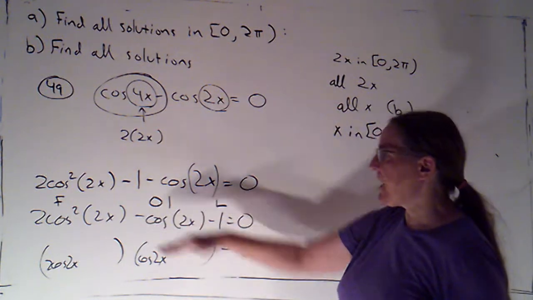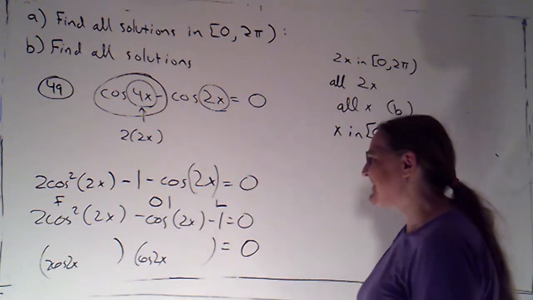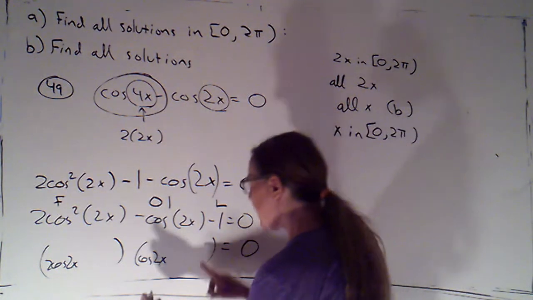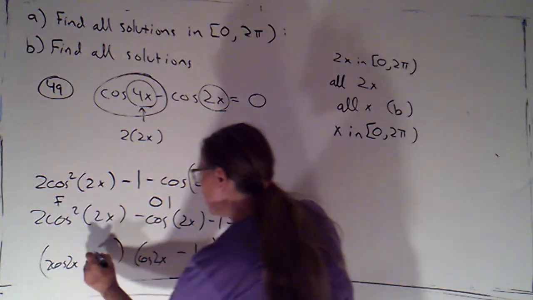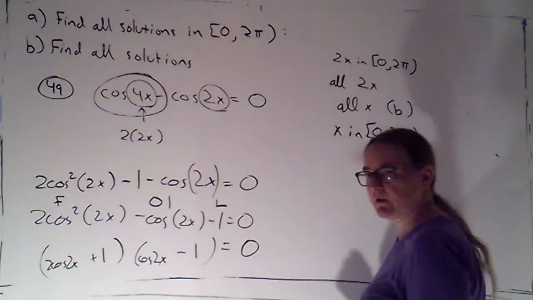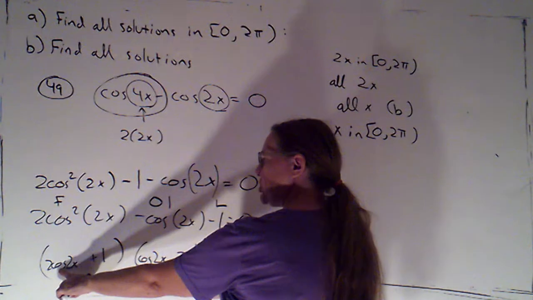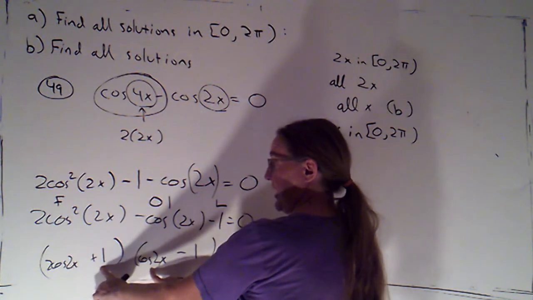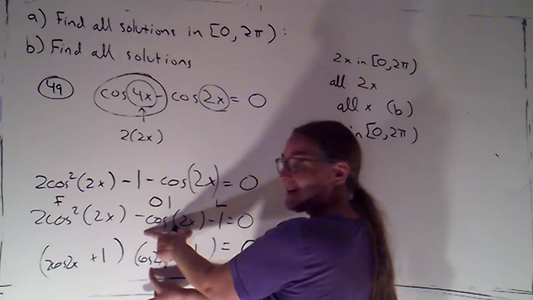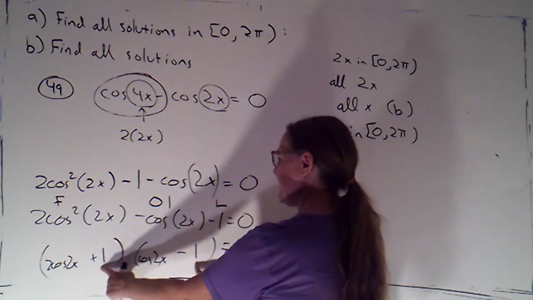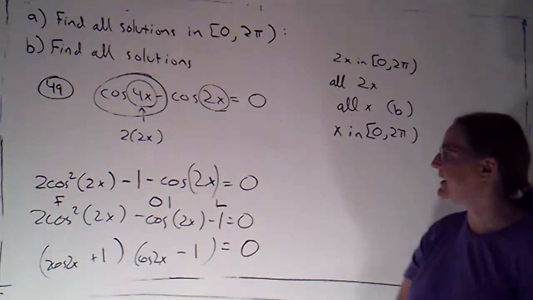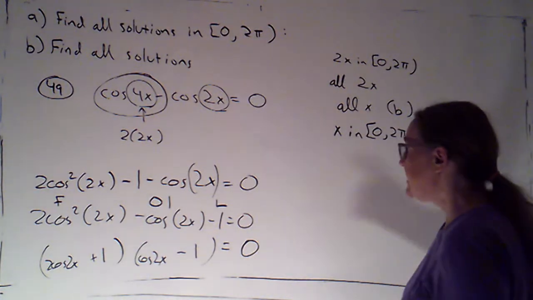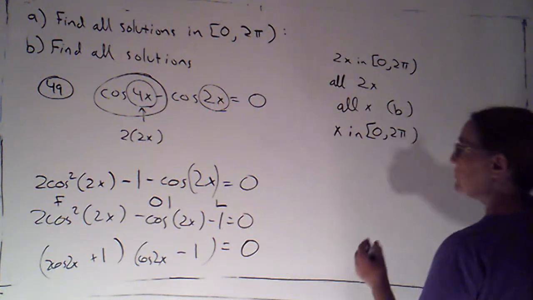And then I want them to combine so that the OI, the outsides and the insides, is negative cosine 2x. Looks like if I put the -1 here and the +1 here, that'll do it, because that gives me -2 copies of cosine 2x plus 1 copy of cosine 2x. That's going to combine to give me -1 copy of cosine 2x, and then my last terms do in fact multiply to give me -1. Excellent. So now I can set each factor equal to 0.